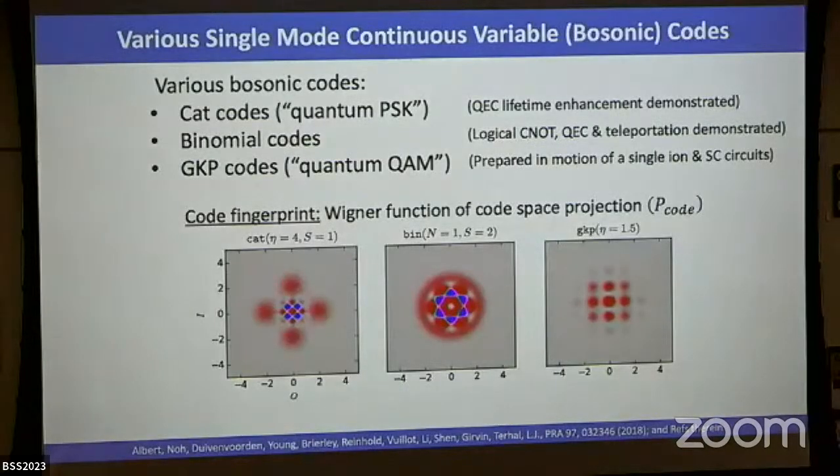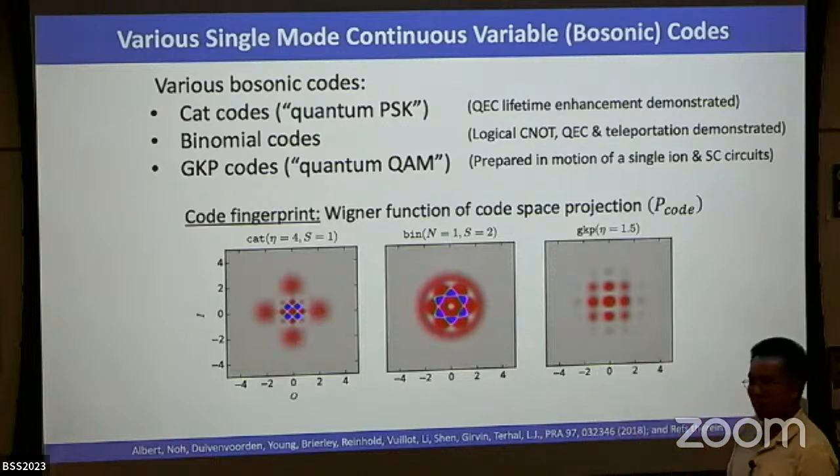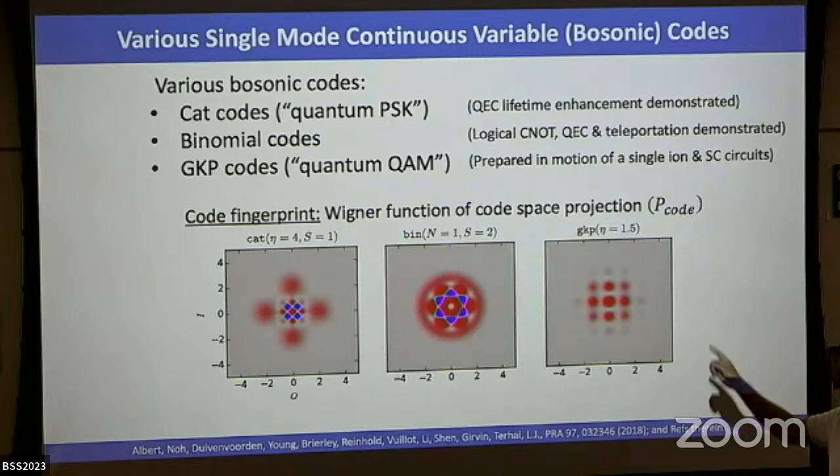Okay, good. So now let's come back to the question about the comparison of different codes. When you see there are 3 different choices of code words to correct loss errors, one natural question is, which one is a better code to correct loss errors? Or which one can correct the most loss errors? So now we have 3: cat, binomial, GKP.